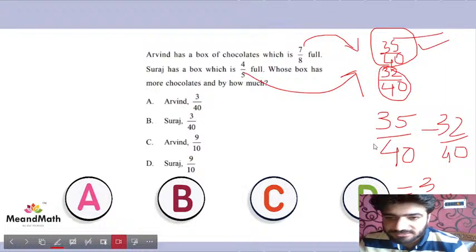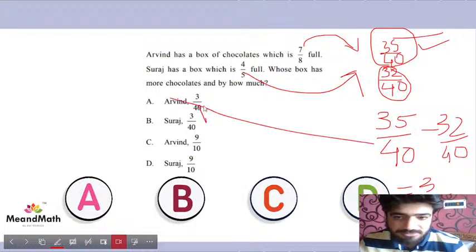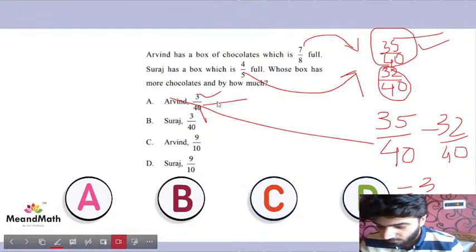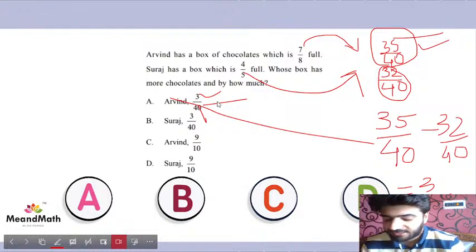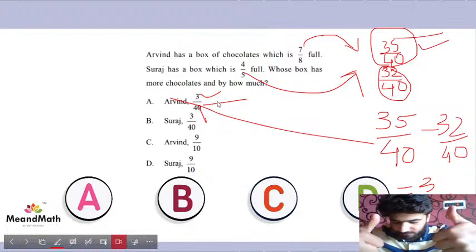So this option, that Arvind has more chocolates and by 3 by 40, is correct. Now I hope all of you understand. Kriti, Ritika, Janesha, Saranya, and I think Banishka understood at the end. She was giving the wrong answer, now she's giving the right answer, and Ayushi is saying A, and everybody is saying A. I think they have got the correct answer now. Two thumbs up to all of you.